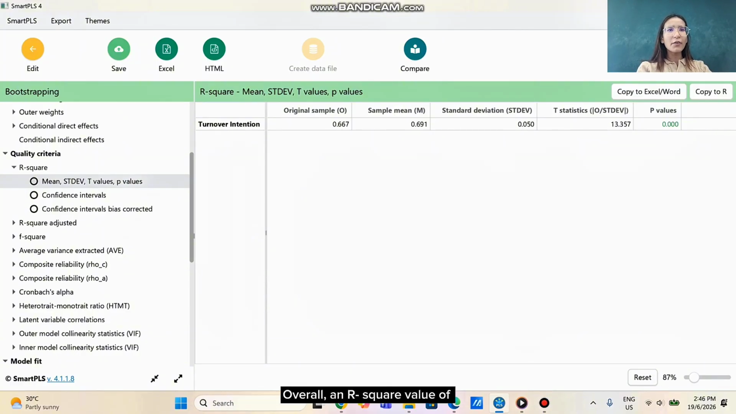Overall, an R-square value of 0.667 indicates that the model has a good explanatory power because it is able to explain more than half of the variations in turnover intention. Therefore, I can conclude that the predictors in my model provide a strong explanation of turnover intentions.